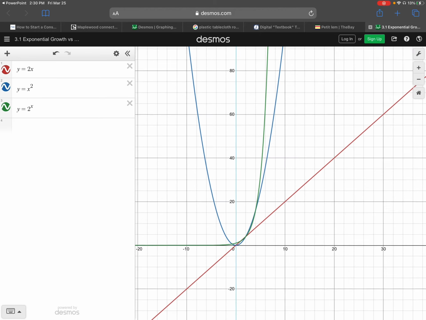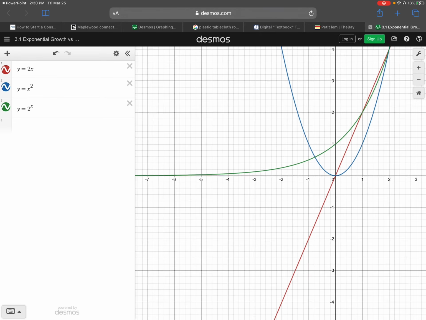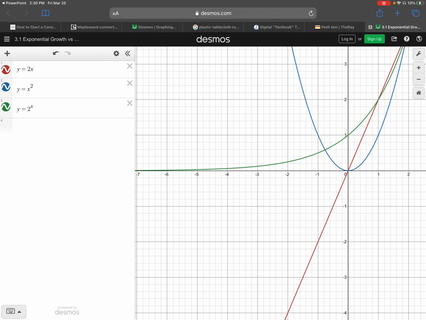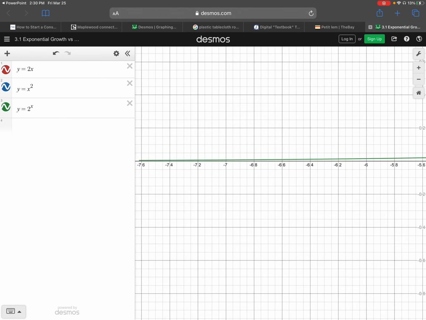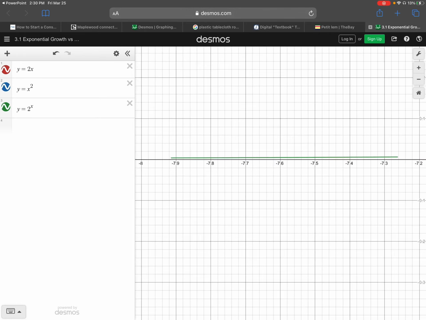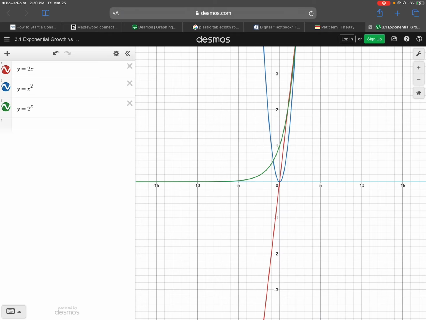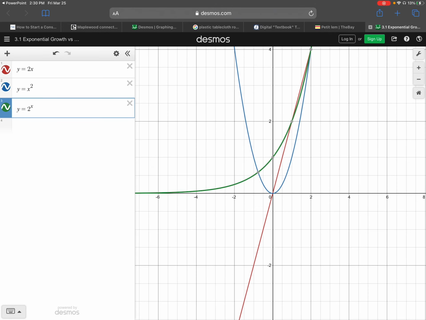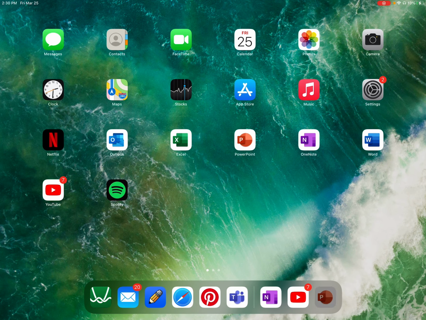Also, something I wanted to point out, on this side of the equation, the green one that shows exponential growth, it never ever touches the x-axis, kind of like the y equals x function. Okay, so we'll talk about that a little bit later too. Okay, so you have that link in the PowerPoint, so you can always reference this if you need to see what those graphs look like.